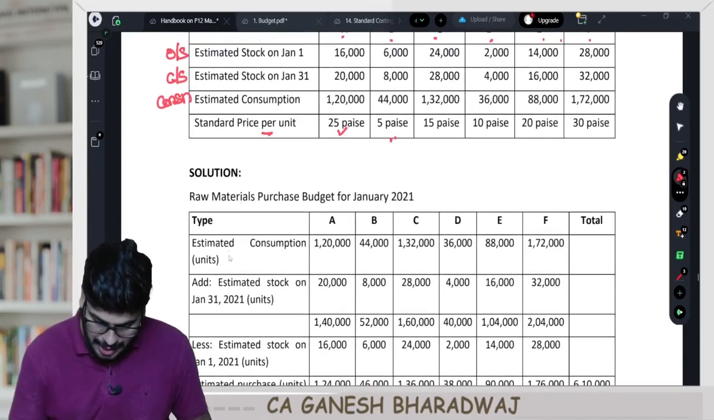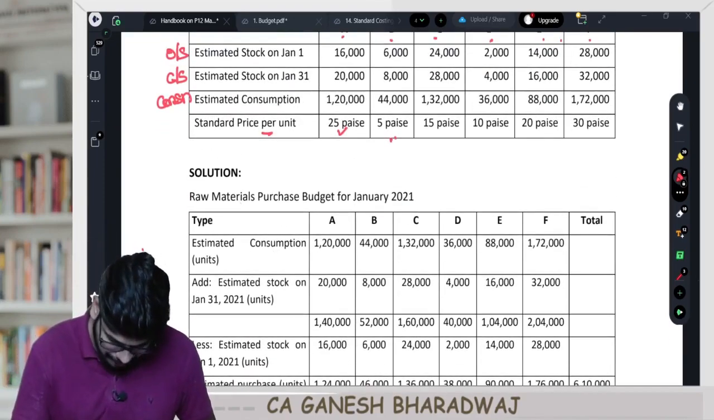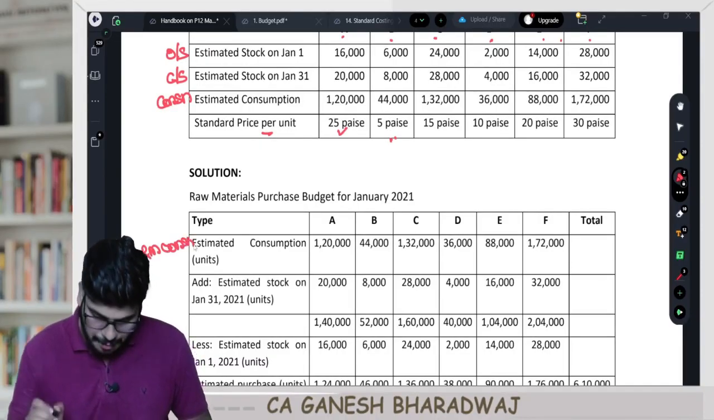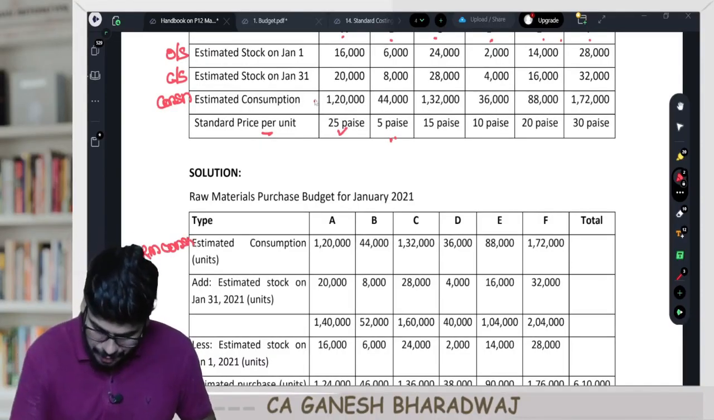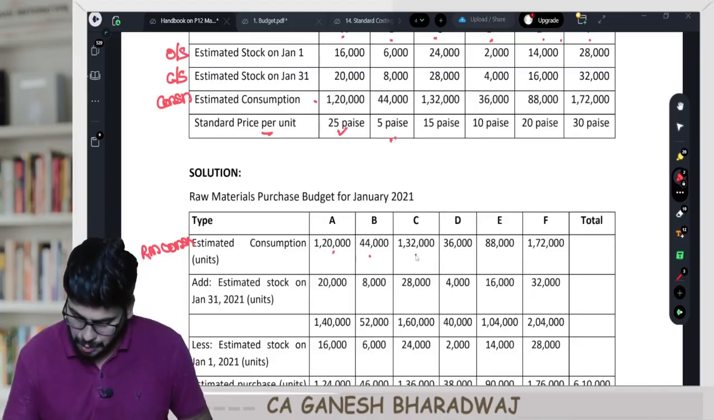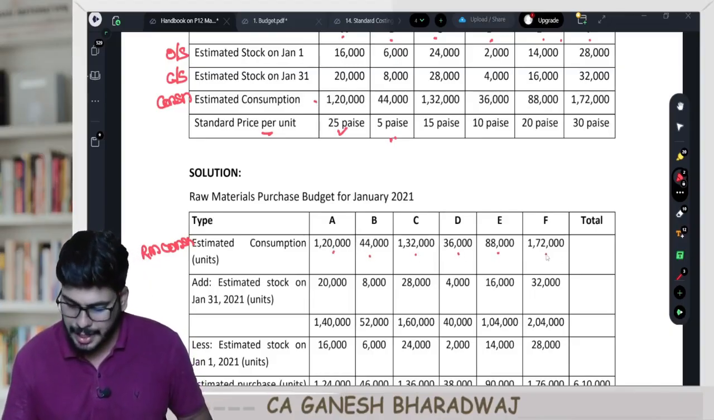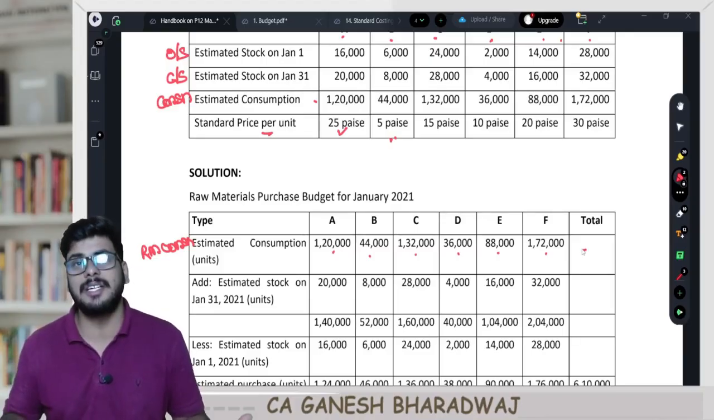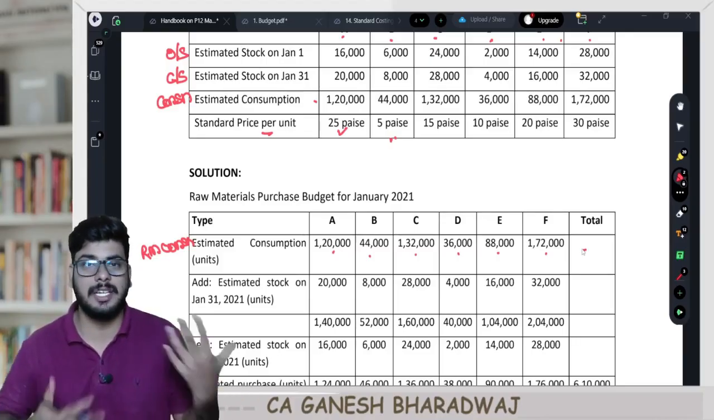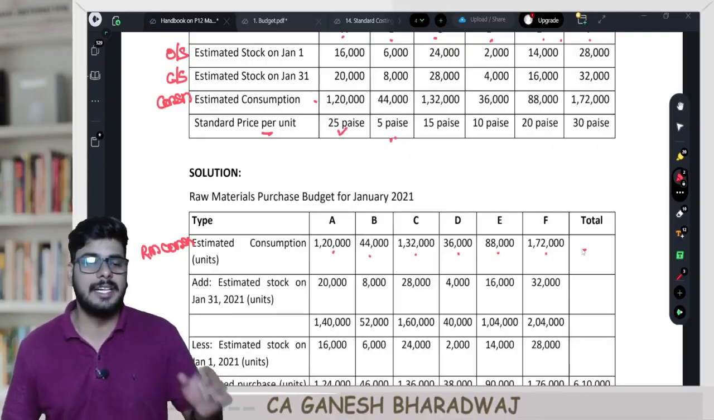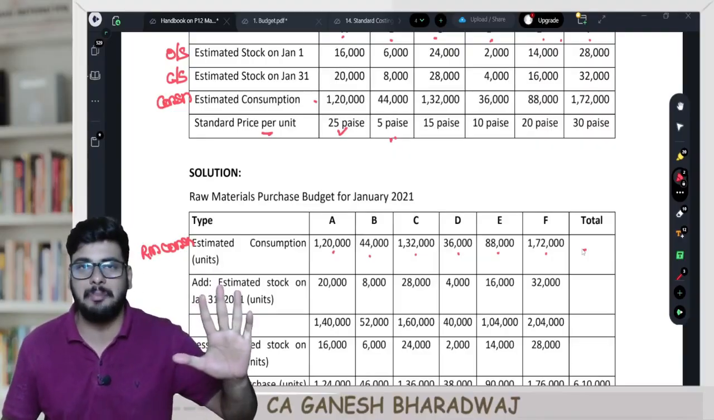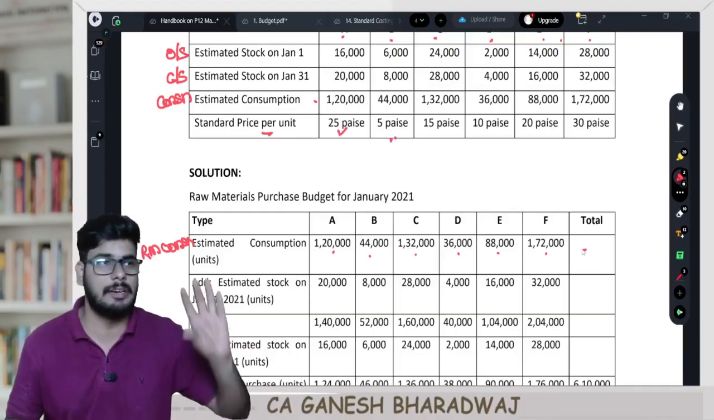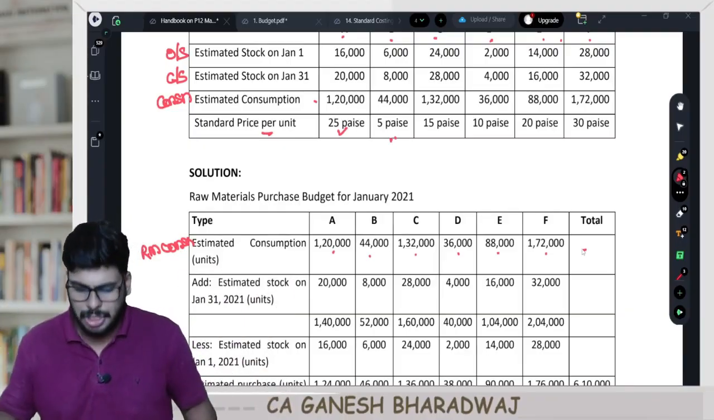Now look at this. First, estimated consumption. They have first taken the raw material consumption, whatever the figures are: 1,20,000, 44,000, 132, 36, 88 and 1,72,000. Total you cannot do. Why? Because these are different types of raw material, and different types of raw material cannot be added. It is like asking how much is 5 apples plus 4 mangoes. So it is 9 what? You cannot add dissimilar items, so it cannot be added here.